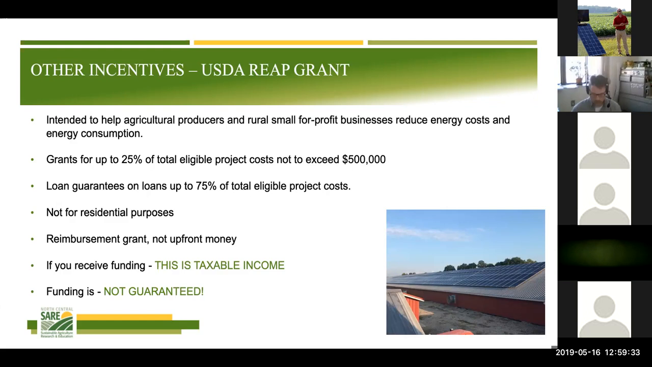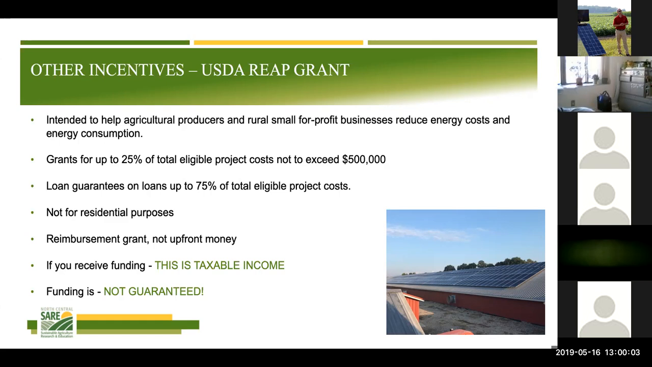Many of you on the line I know are from USDA Rural Development, so you're probably very familiar with this program. We won't spend too much time on it, but for those that may not be familiar with it, it does offer a grant program covering up to 25% of the project, not to exceed $500,000. When we think about the size of systems that we see on most farms, specifically solar projects, that cap is no problem.